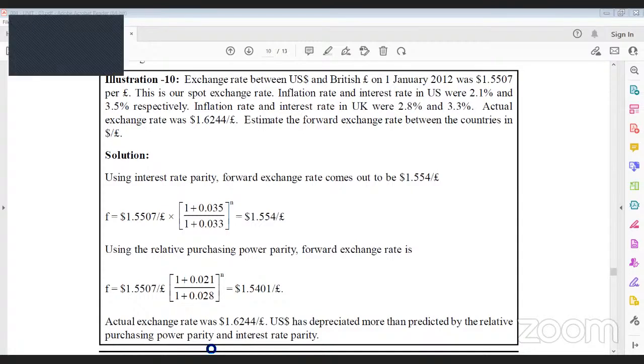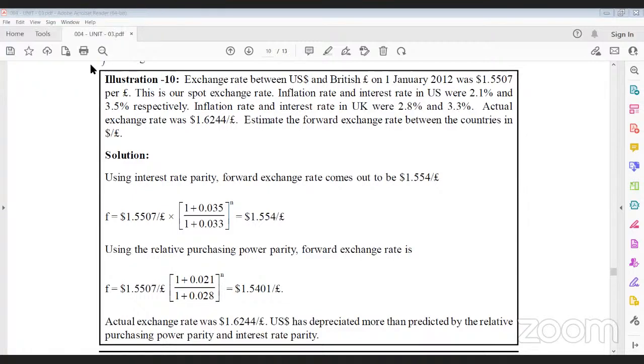So very simple problems on calculation of forward exchange rates, spot market exchange rate, cross spot and cross forward, interest rate parities, relative purchasing power parity, etc.